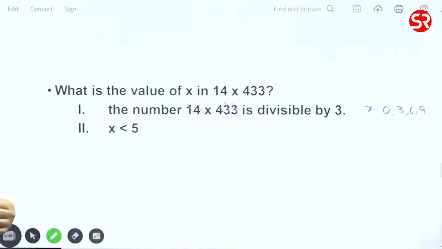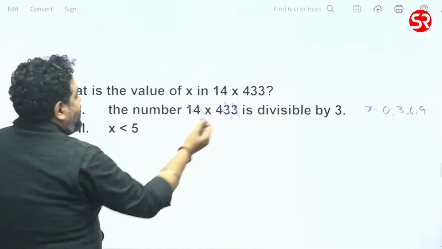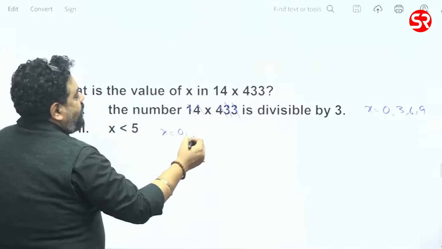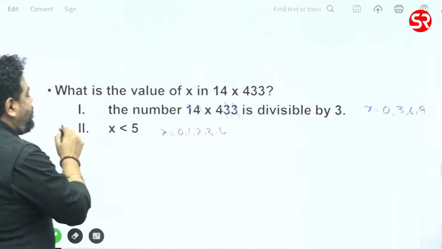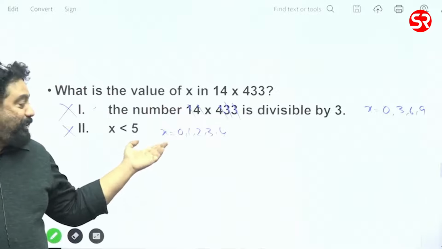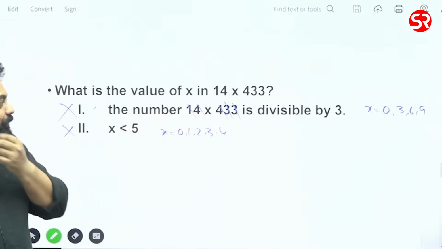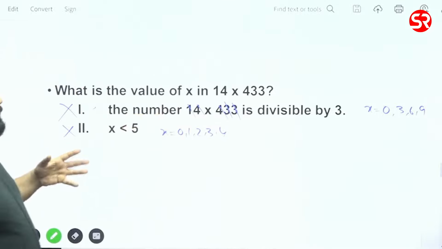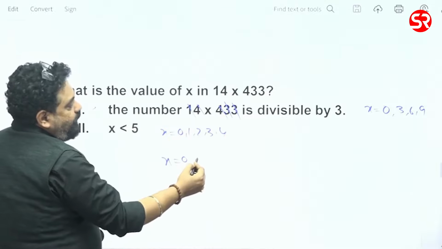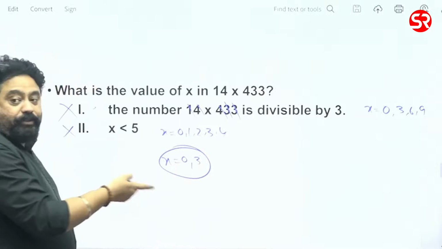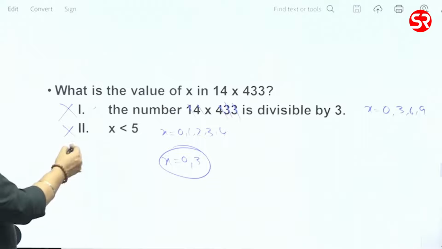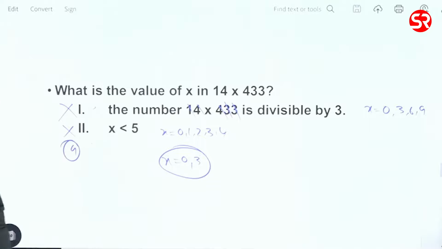So the first is not giving an answer. Second is, what is the value of x in 1, 4, x, 4, double 3, where x is less than 5, which means x can be 0, 1, 2, 3 and 4. So not a unique answer. If I mix them, the number is divisible by 3 and x is less than 5, then x would be 0 and 3. So there are two values, which means the answer is 4. We are not getting a unique answer.